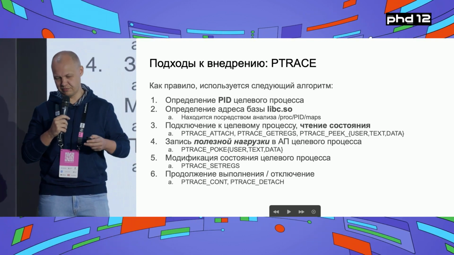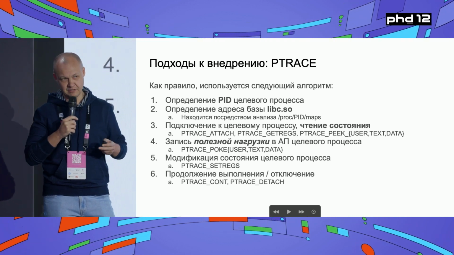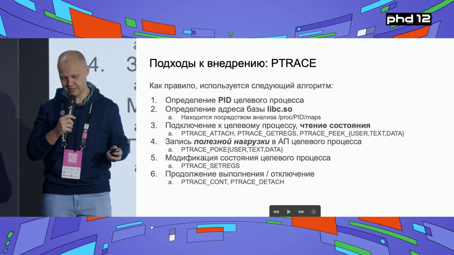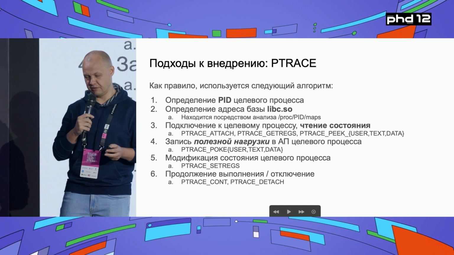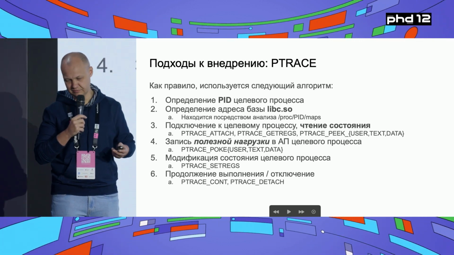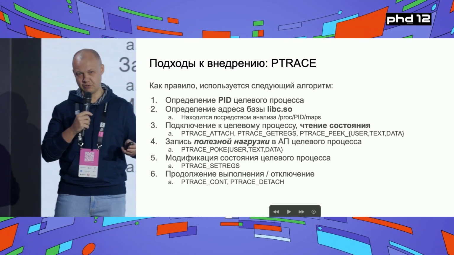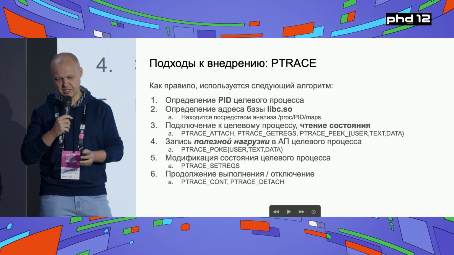Then you connect to the target process. You do your code injection. You can read its memory and write a payload into its memory. Then you find a location in the address space of the target process where you want to write your payload. Then you modify the state of the target process and reroute it to the code that you've just written. And then it continues to execute. Quite simple, a standard algorithm for everyone.